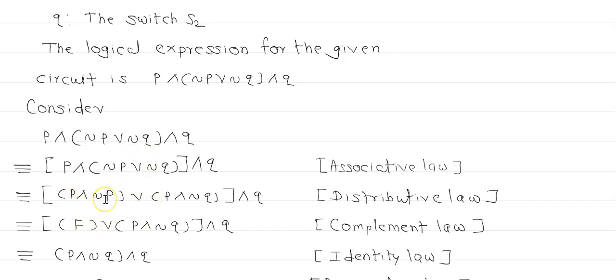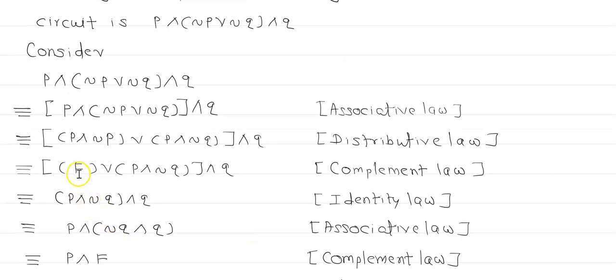Now what is P and negation of P? This is the complement law: P and negation of P is F. So P is true, negation of P is false, and P and F is always F. Therefore, this is F. Next is OR, P and negation of Q, and Q. Now by using the identity law, this is an OR statement between them, and its truth value depends on P and negation of Q. This is the identity law.